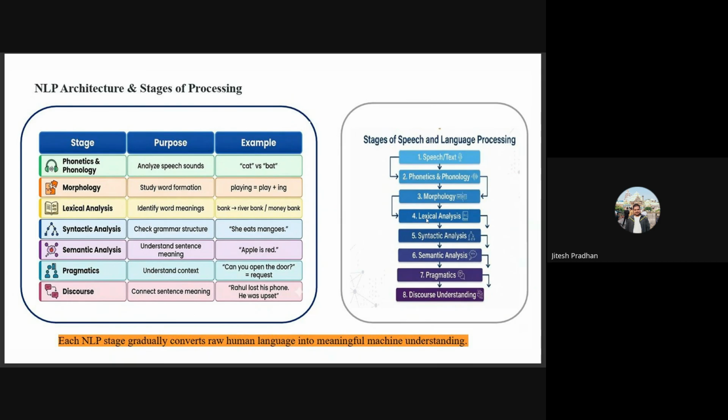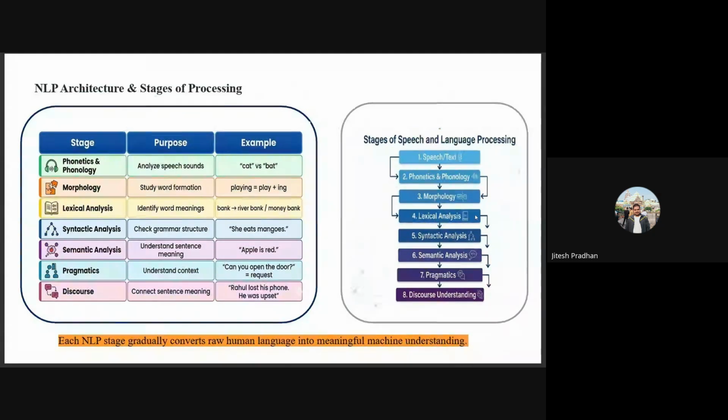Then we will go for lexical analysis. Then we will extract syntactic analysis, then semantic analysis, pragmatics, and discourse understanding. So these are the basic pipeline or basic stages of language processing.